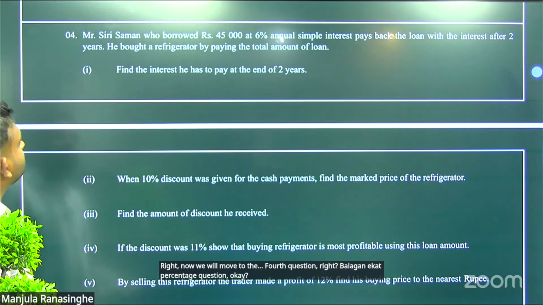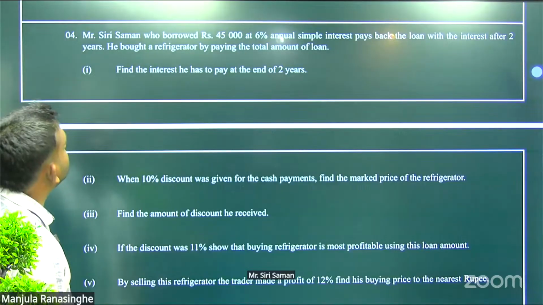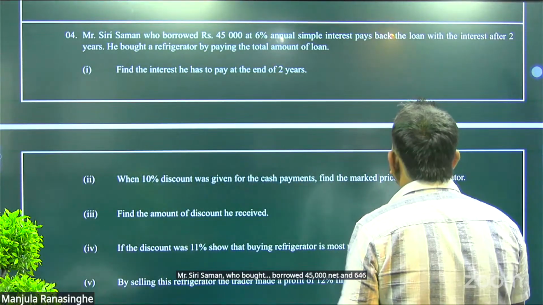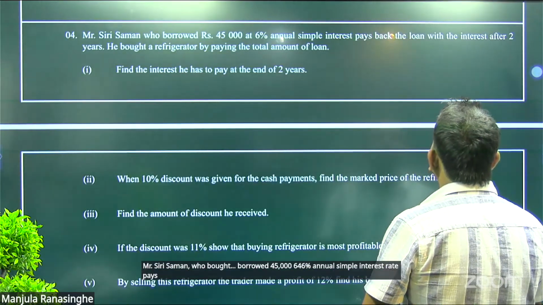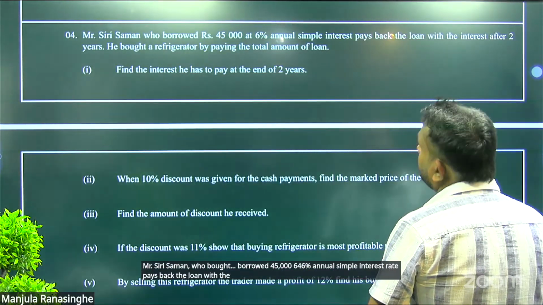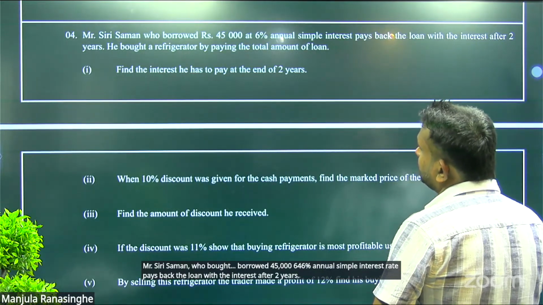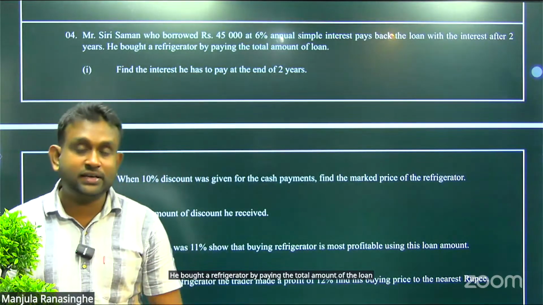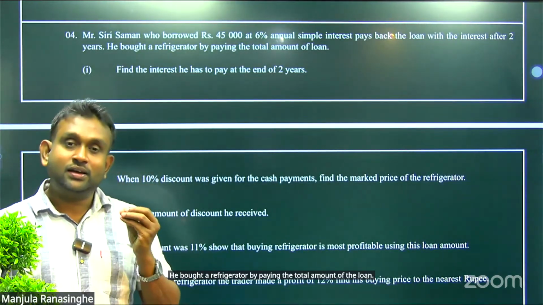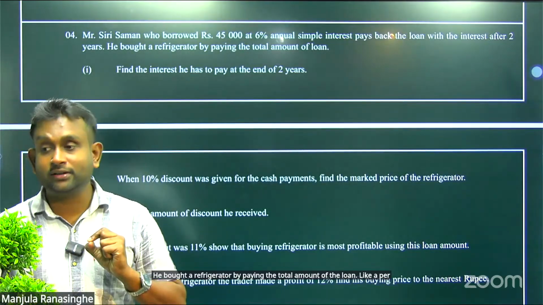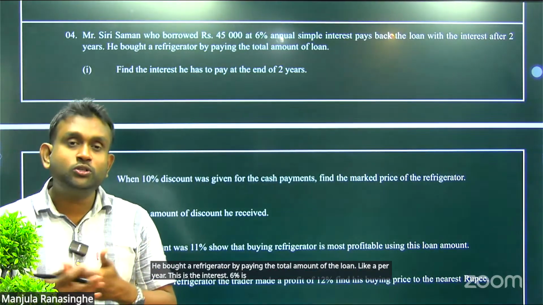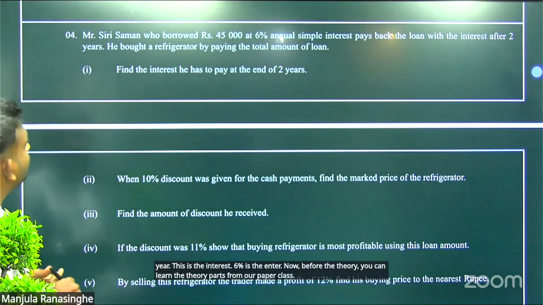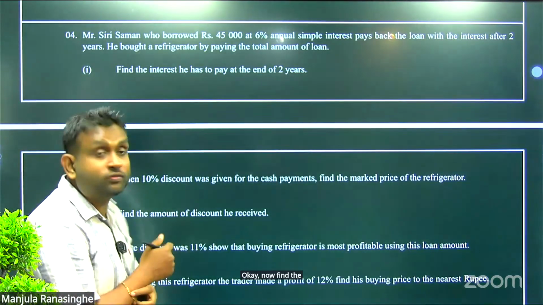Okay. Mr. Sirisaman, who borrowed 45,000 at a 6% annual simple interest rate, pays back the loan with the interest after 2 years. He bought a refrigerator by paying the total amount of the loan. 6% is the interest per year. You can learn the theory parts from our paper class. Now, find the interest he has to pay at the end of the 2 years.